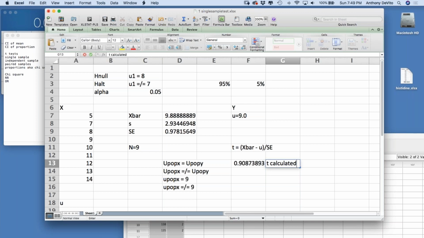So now I need to know, are they far enough apart for me to say with 95% certainty that the mean for this population is different than the mean for this population? Well, in order to predict that, I would have to look up what my critical value of T is. How far apart do they have to be in order for me to say that it's different enough?